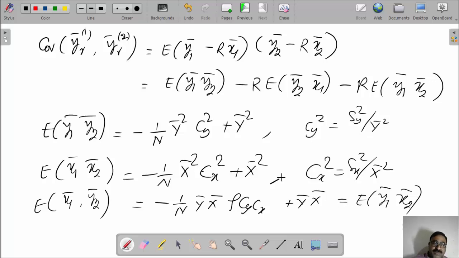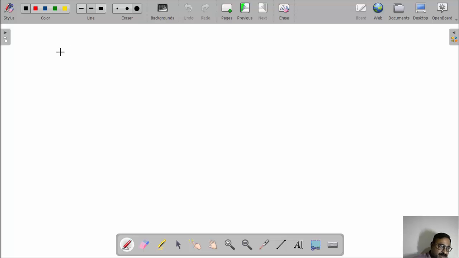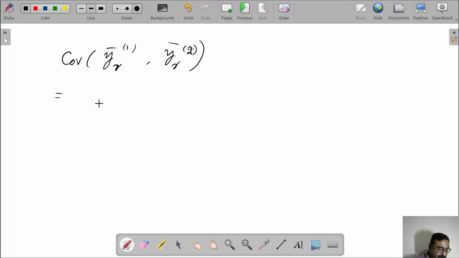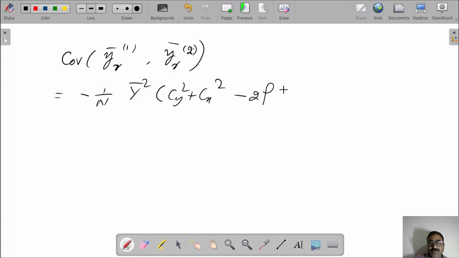Now using these we can get covariance of yr bar 1 and yr bar 2, that is equal to minus 1 by n y bar square times Cy square plus Cx square minus 2 rho Cy Cx.